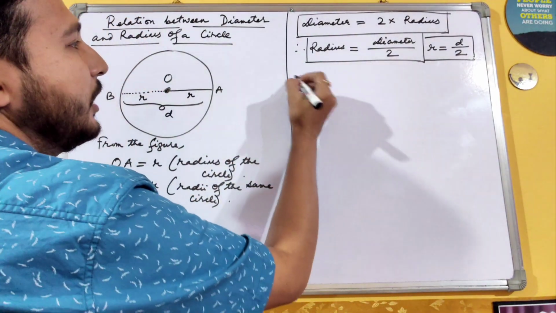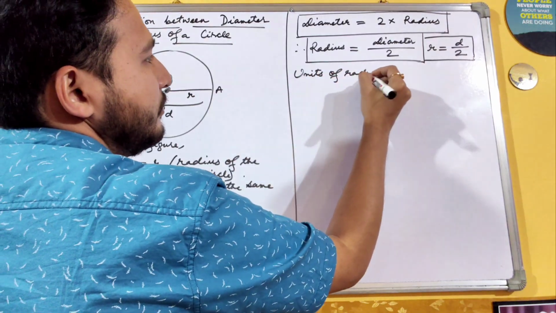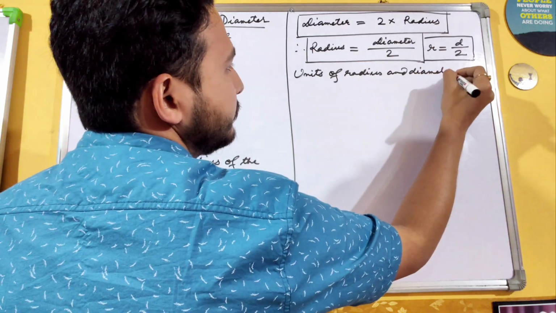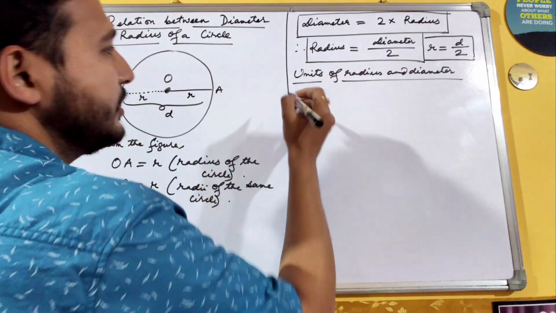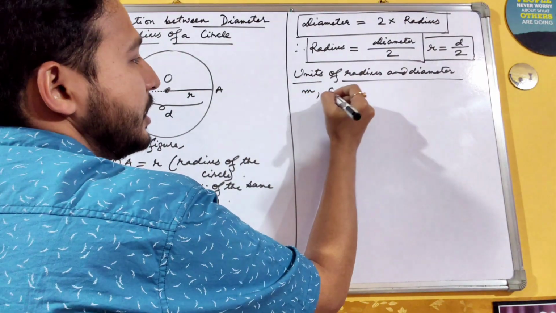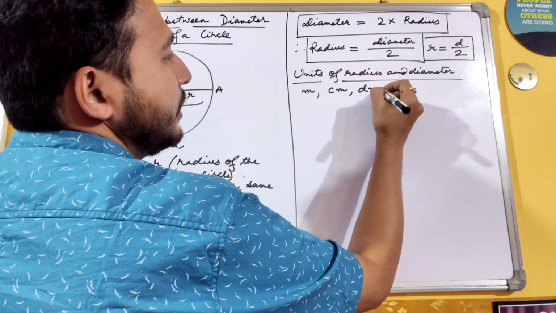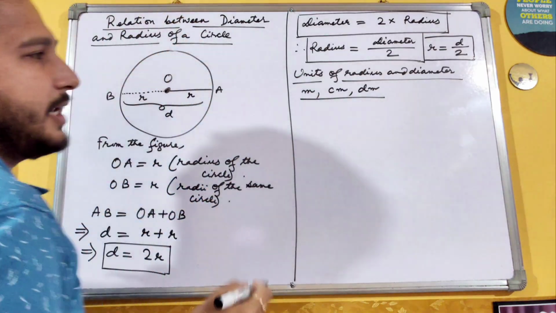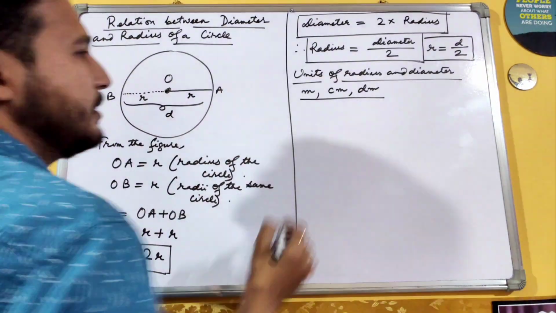Now the units of radius and diameter. In basic problems, you'll find that the units are meter if it's a big circle. For a smaller circle, you can use centimeter, then decimeter, like this. So these are the units, like meter, centimeter, decimeter, for solving problems.